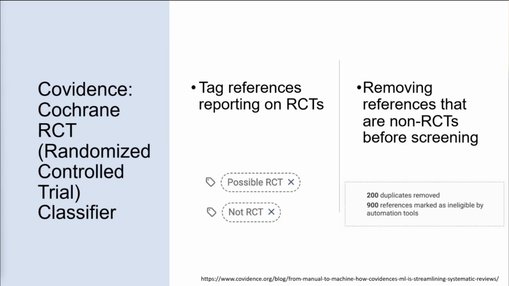This one reduces your screening pool to things that are most likely to be RCTs. You still have to verify and double check that it is, but it gives you a much smaller set to screen.